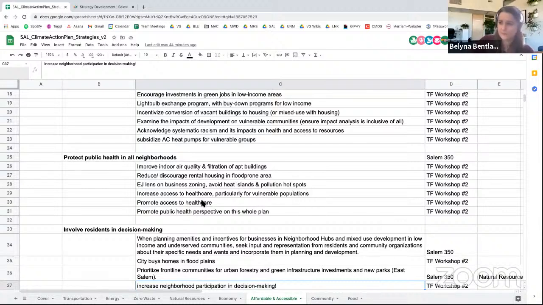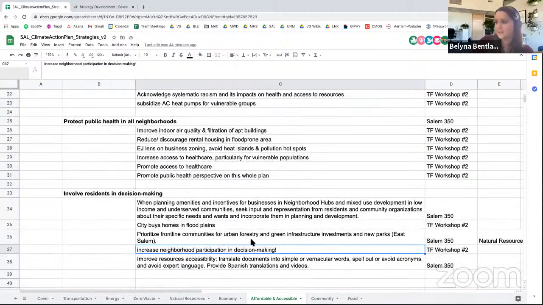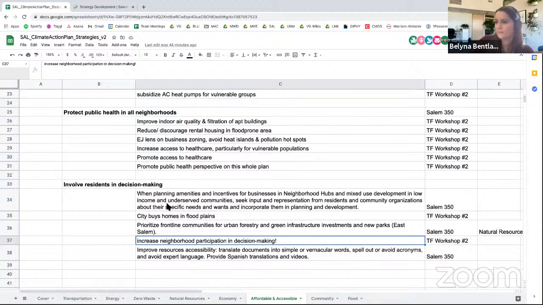So again, the idea of development and maybe the 15 to 20-minute neighborhood, can people get access to all the resources that they need where they live? And then again, involving residents in decision making. So making sure that there are accessible documents, things are translated clearly, making sure that frontline communities are prioritized.